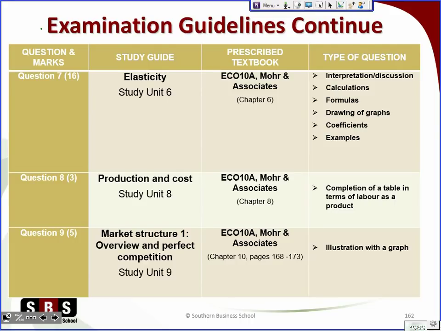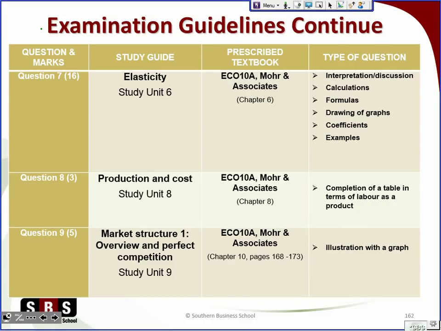And then question 8 is for 3 marks on production and cost, study unit 8. Mostly out of chapter 8. And the completion of a table in terms of labor as a product. So go to chapter 8 and see where that appears.